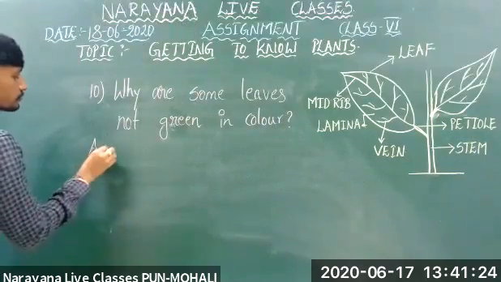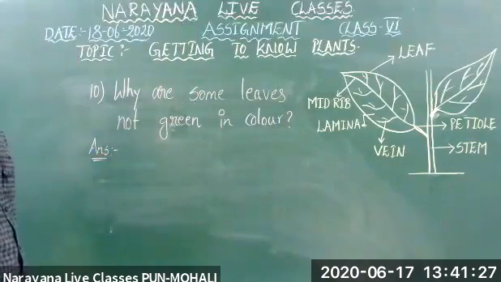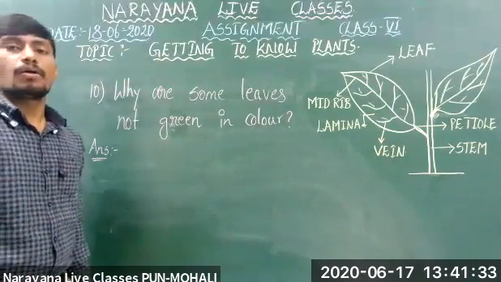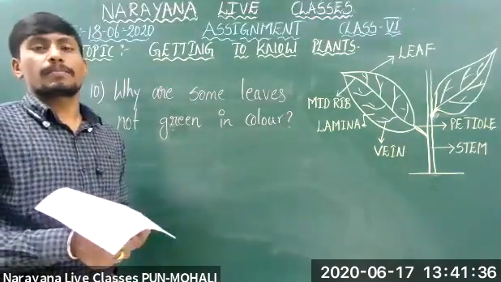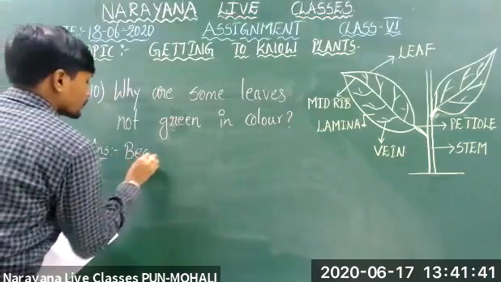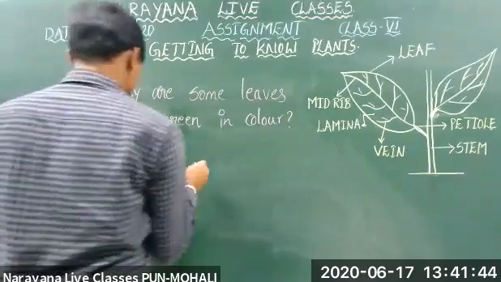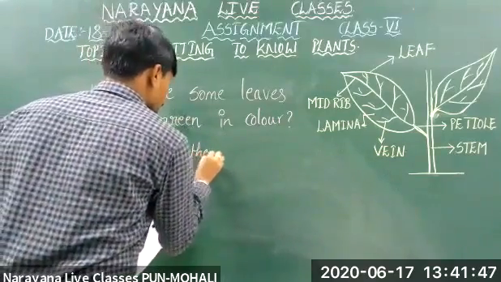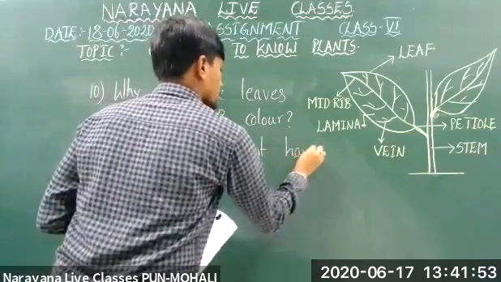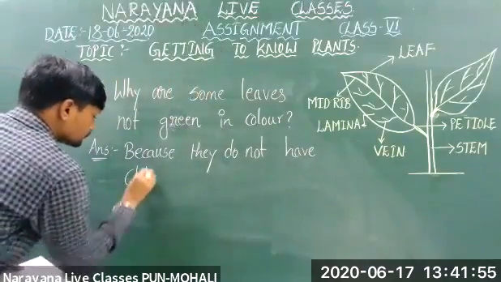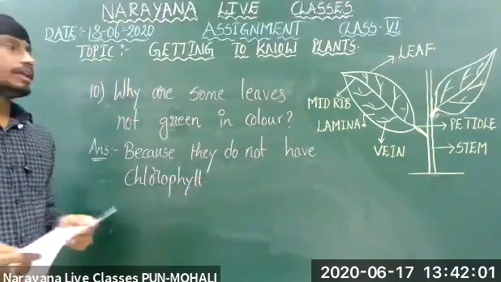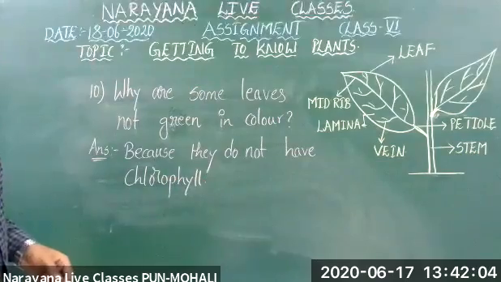Answer is, generally in the first assignment we discussed, leaves are green in color because of the presence of a green color pigment called chlorophyll. So the answer is because they do not have chlorophyll. So the leaves are non-green in color.